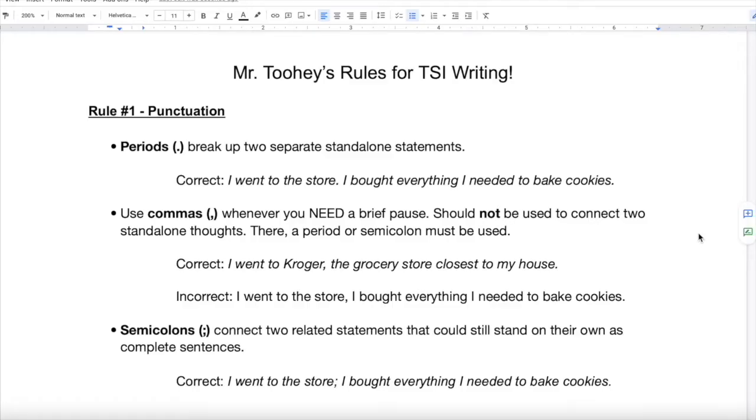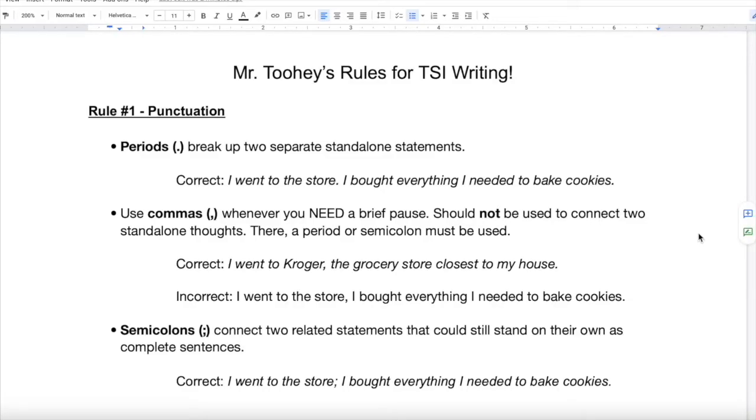Go ahead and read the comma rule, please. Whenever you need a brief pause, should not be used to connect two standalone thoughts. There, a period or semicolon must be used. Yeah, and this is kind of what they test you on most frequently, I think, on the TSI. They're not going to test you about comma placement so much. I haven't seen much of that, but it's possible. Really, all you need to know about when to use a comma is just if you need a brief pause, use a comma. Wonderful. Okay, that's it.